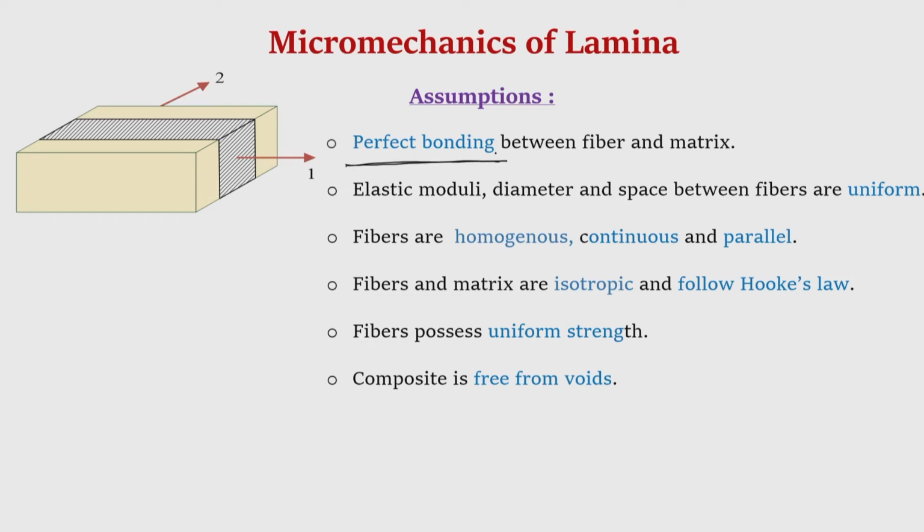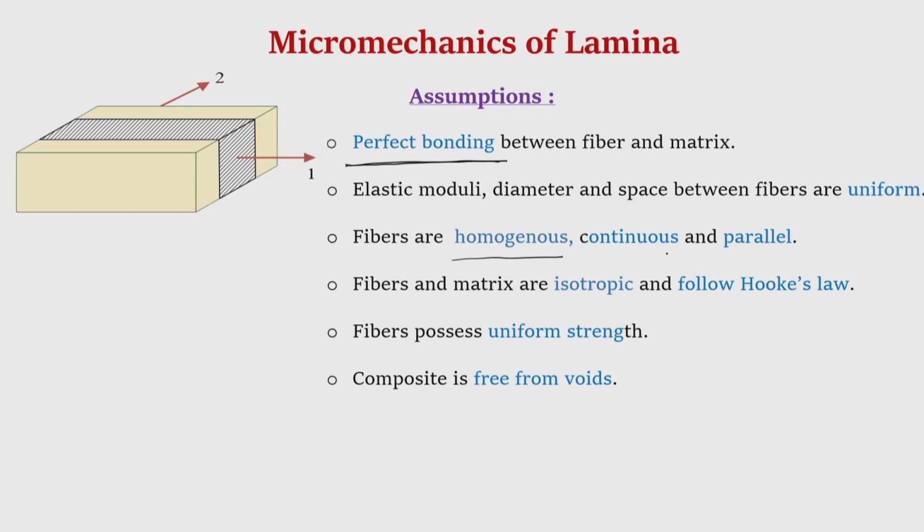Then elastic moduli, diameter, space between the fibers are uniform, that means fibers are uniformly spaced, all the fibers are of the same material, same size and shape. Of course, fibers are single material homogeneous, they are continuous, no fibers are broken and they are parallel. And fibers are isotropic, matrix is also isotropic and they are linearly elastic, therefore, they obey Hooke's law.